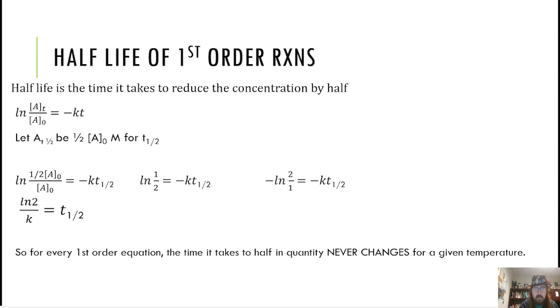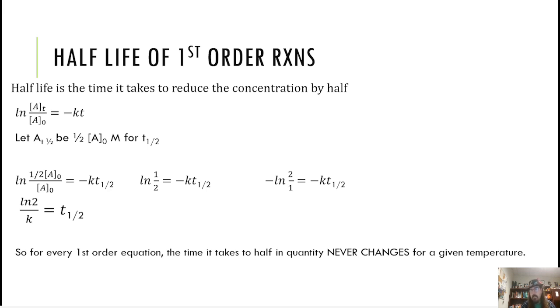2 over 1. And so we can simplify this to say ln 2 over constant k is equal to t 1/2. But what makes first order decay so devious is that the time it takes for half of it to decay is always the same. Always the same for a given temperature.